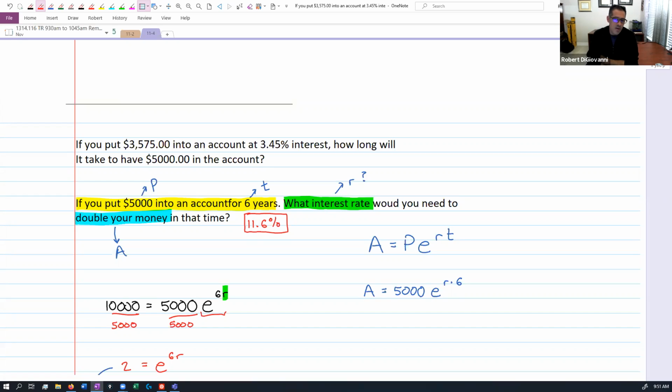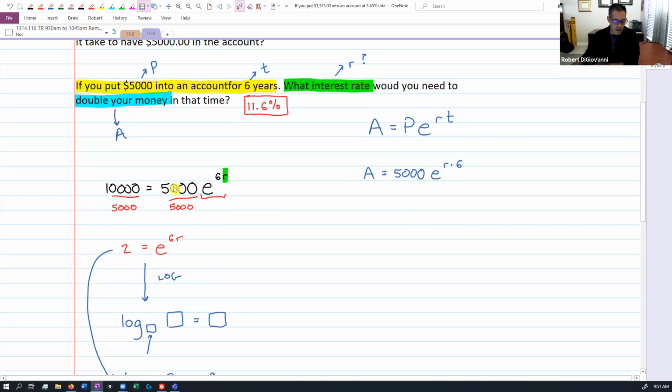Just out of curiosity, I wonder if anyone can figure this out without doing any of the math. What if I change the 5,000 to 50,000? Would we need a different interest rate if you wanted to double your money? No, it would be the same. Think about this, everyone. If I change this right here to 50,000 instead, then the other side will become 100,000, wouldn't it? And when I did this division, I would still get a 2, wouldn't I?